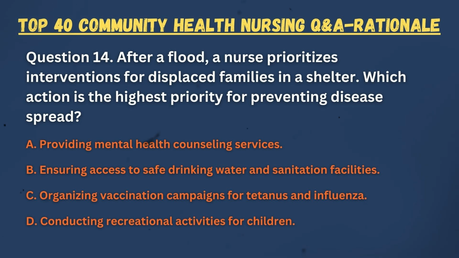Question 14. After a flood, a nurse prioritizes interventions for displaced families in a shelter. Which action is the highest priority for preventing disease spread? A. Providing mental health counseling services. B. Ensuring access to safe drinking water and sanitation facilities. C. Organizing vaccination campaigns for tetanus and influenza. D. Conducting recreational activities for children.